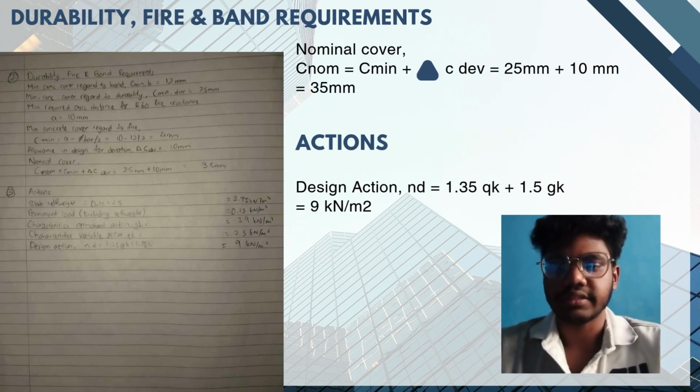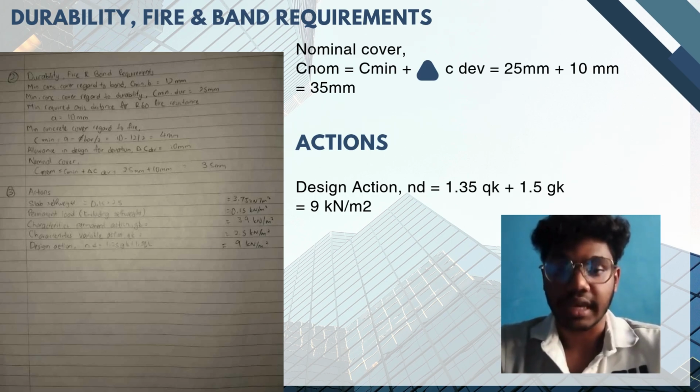Minimum concrete cover regard to fire is Cmin. The value for it is 4 mm. Allowance in design for deviation, ACdev, is 10 mm. Nominal cover, which is CNOM, total is 35 mm. So for action, we have 3.75 kilonewton, which is the slab self weight.